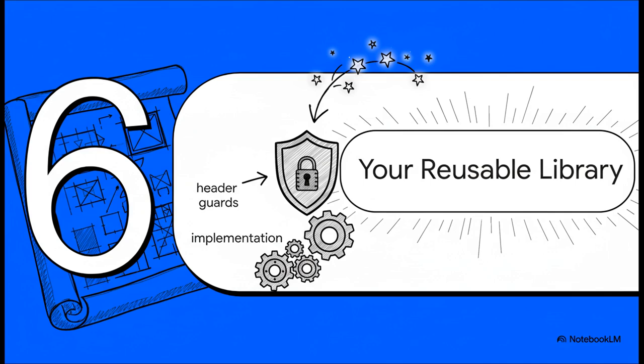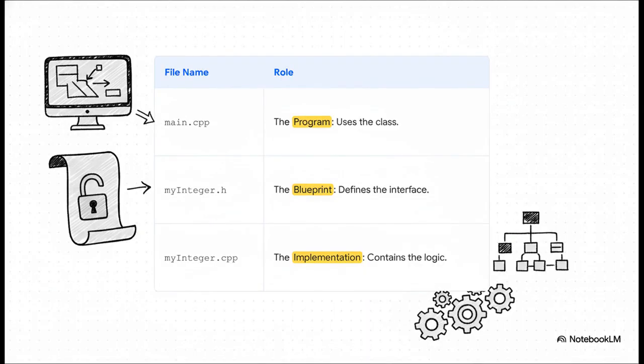So by doing all this, by separating the blueprint from the implementation, and by protecting it with these header guards, you've done way more than just tidy up your project. What you have now is this perfectly organized system. You've got main.cpp, which is just your program, the thing that uses the class. You have myInteger.h, which is the public blueprint that anyone can look at to see what your class does. And then you have myInteger.cpp, which is the behind-the-scenes implementation that contains all the secret sauce.